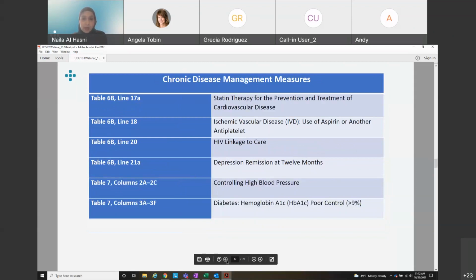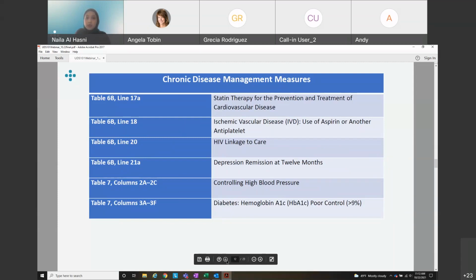The final set of clinical measures, on the next slide, will be the chronic disease management measures. These again go across table 6B and table 7. Looking at statin therapy for the prevention and treatment of cardiovascular disease, IVD use of aspirin or another antiplatelet, HIV linkage to care, depression remission at 12 months, controlling high blood pressure, and then diabetes, looking at A1C poor control, which is over 9%.